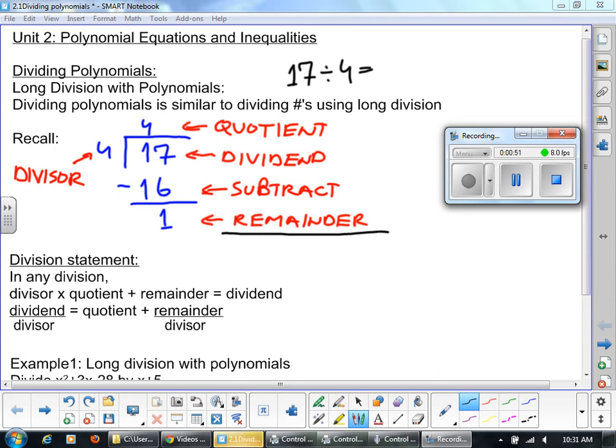I will repeat it again. You ask yourself, how many times does 4 go into 17? And that's right, the answer is 4. Then you are going to multiply 4 times 4 is 16. Check. And then you subtract to get the remainder. 17 minus 16 is 1. And that is your remainder.